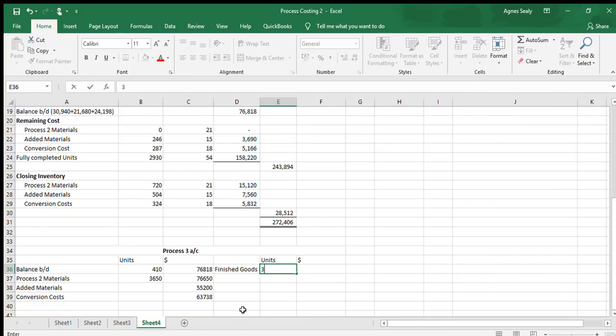So 3,340, which is our 2,930 fully completed plus the 410 of opening inventory. And that cost is $243,894.